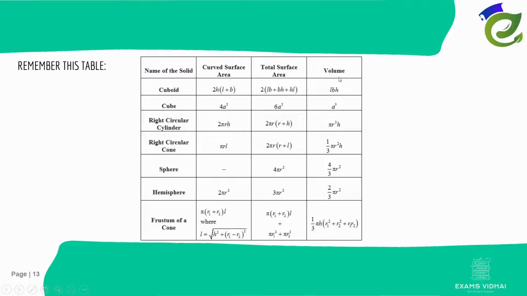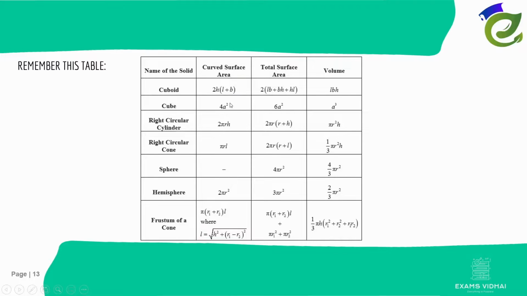For the cuboid, volume is area into height. Curved surface area is 2 into h of L plus B. Simply, if you are confused with this big formula, total surface area equals curved surface area, 2h of L plus B, plus the area of the two bases, which is 2LB. If you take 2 common, then it is HL plus HB plus LB. Okay, volume is length into breadth into height.